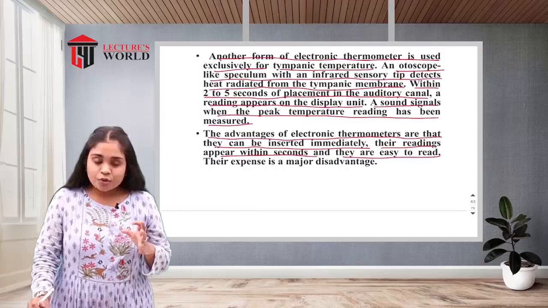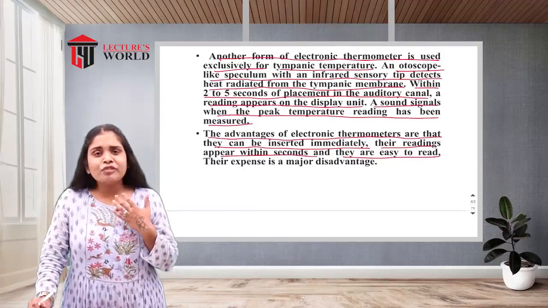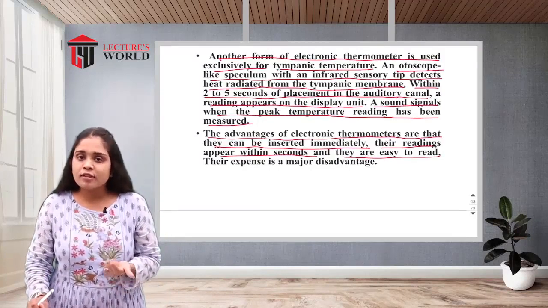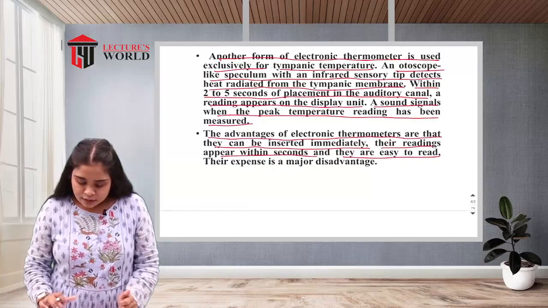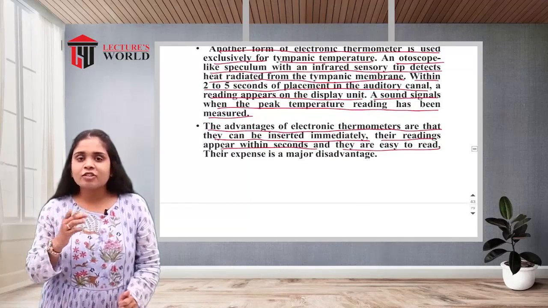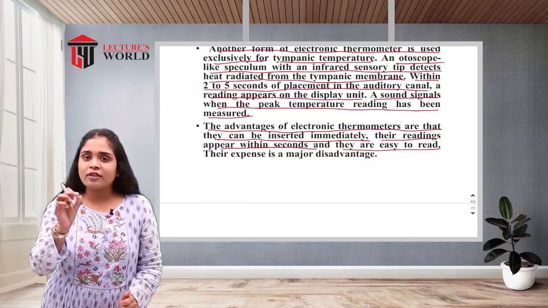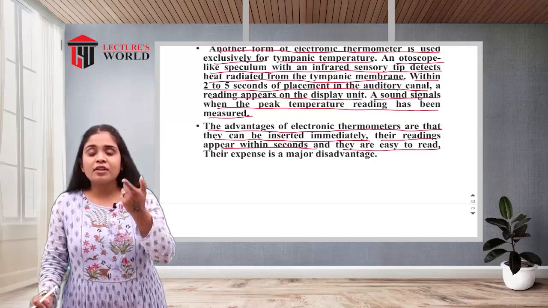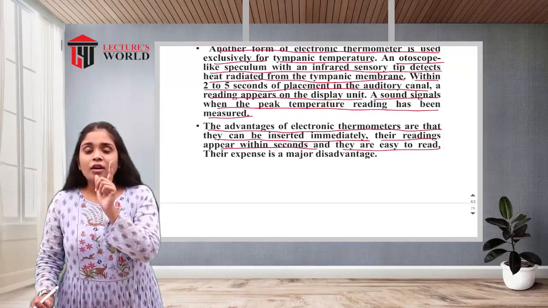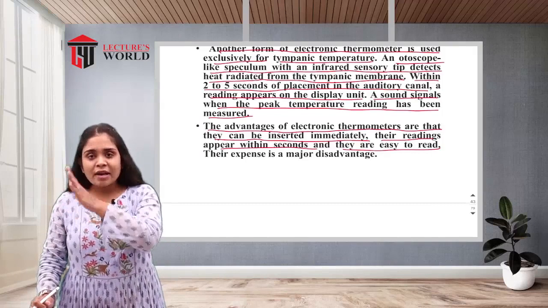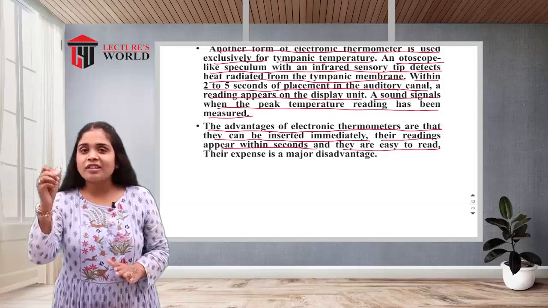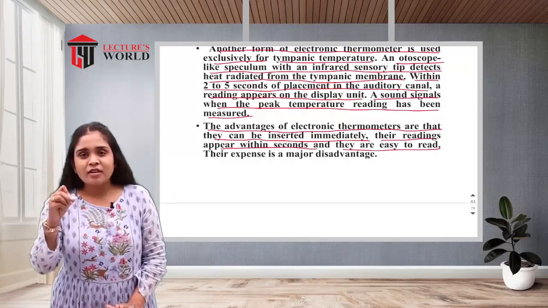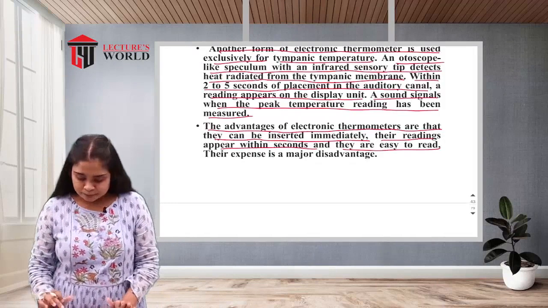So as we have seen, it takes only a few seconds to know the temperature. That is the advantage of this tympanic thermometer. And they are very easy to read, because it is digital. So on that you can have numbers, and you can read it very easily. But when it comes to the glass thermometer, you have to understand where the mercury has stopped. By that only you have to read it, and understand, okay, this is the point where the mercury has stopped, and by that you can record the temperature of the patient.